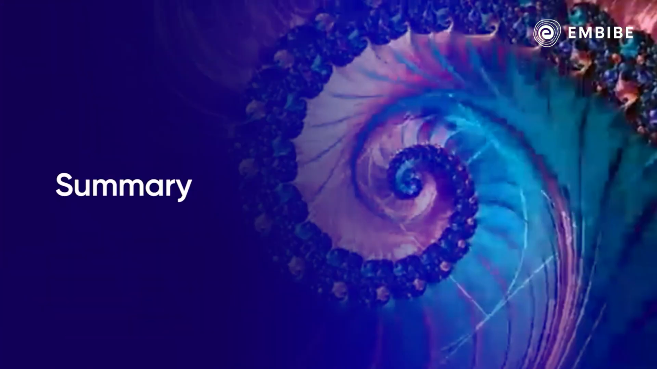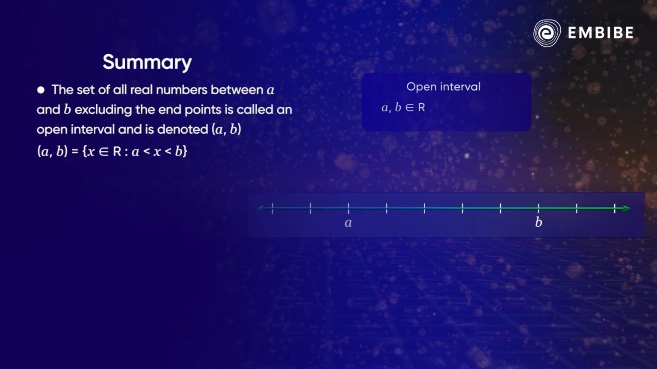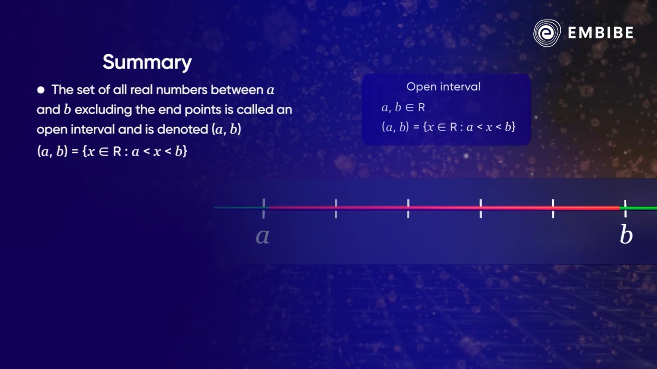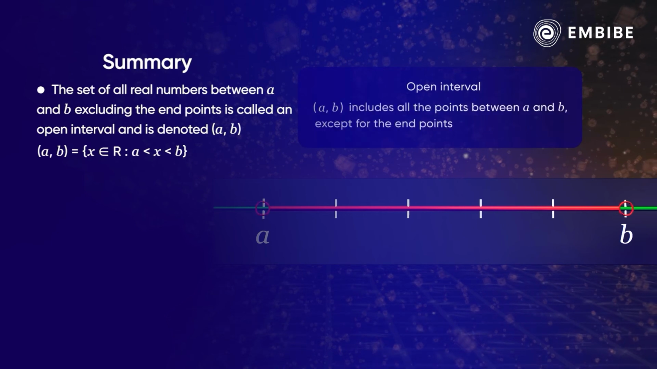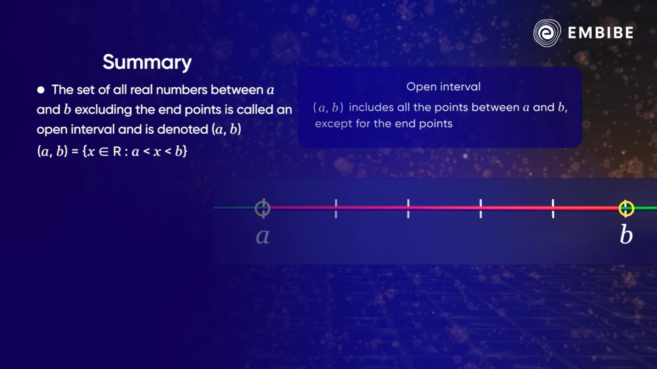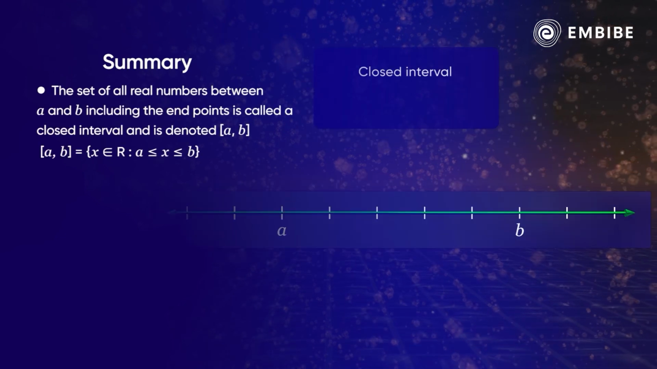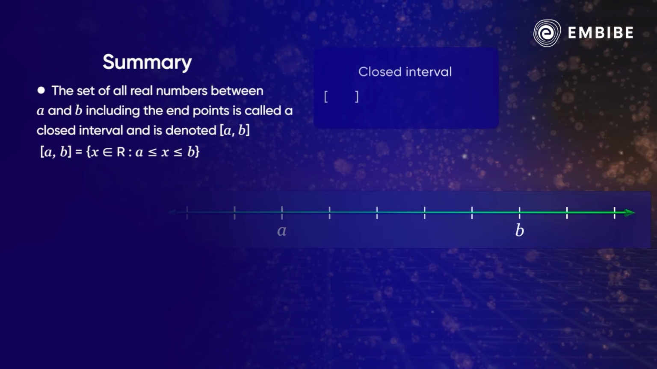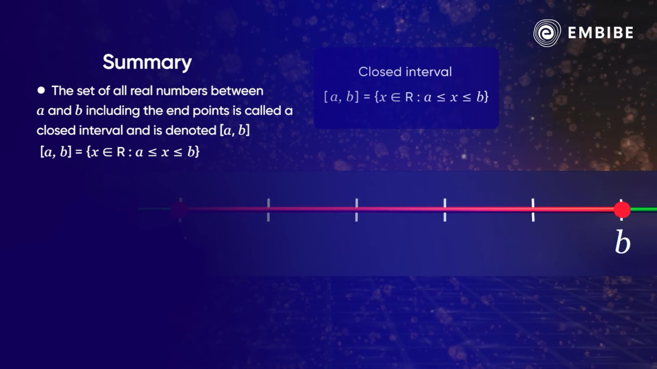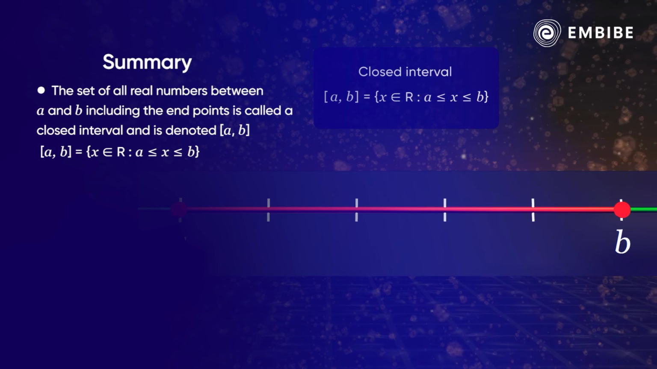Let's summarize what we've learnt in this video. The set of all real numbers between A and B, excluding the endpoints, is called an open interval and is denoted by open brackets (A, B). The set of all real numbers between A and B, including the endpoints, is called a closed interval and is denoted by closed brackets [A, B].